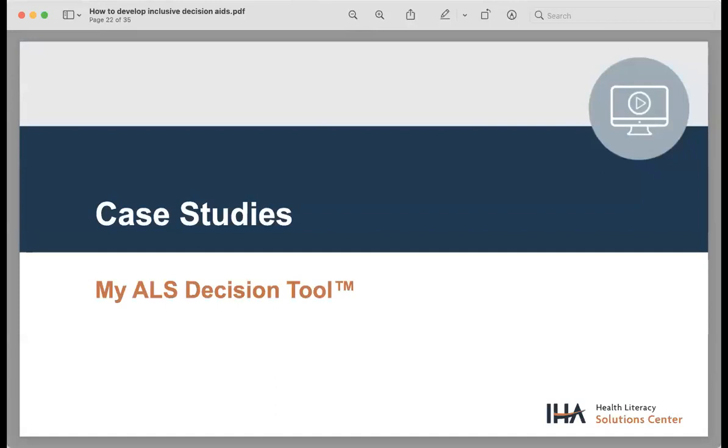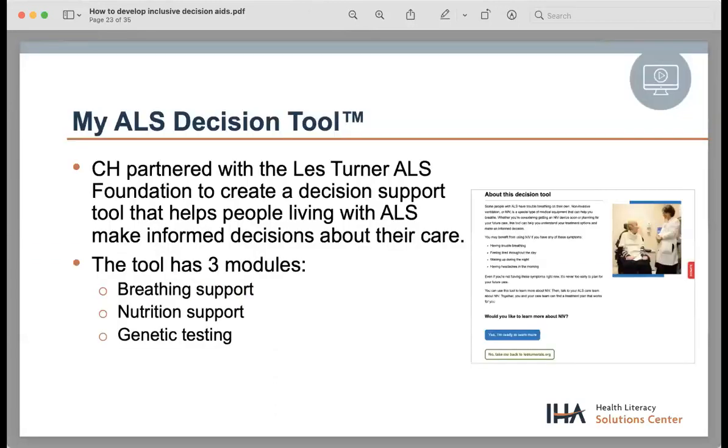So next, we'll go into a little bit more detail with a case study on the My ALS Decision tool. As I mentioned, Communicate Health partnered with the Les Turner ALS Foundation to create this tool to help people living with ALS make informed decisions about their care. The tool has 3 modules, or 3 sections, so far. Those modules cover important topics that people need to consider through their journey with ALS, which include 2 treatment options, breathing support and nutrition support. And then we also have a module about genetic testing.